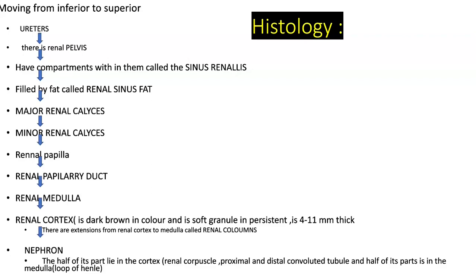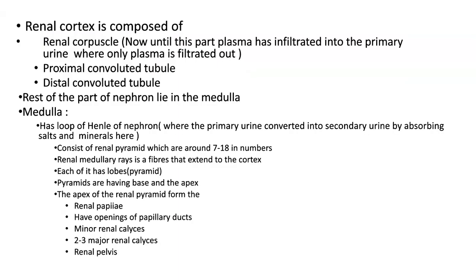Next we will enter into the nephron. Half of the nephron lies in the renal cortex, and half of it lies in the renal medulla. Within the cortex, we have the renal corpuscle, and the proximal and distal convoluted tubule, and the other half, which is in the medulla, is the loop of Henle. So the renal cortex is composed of the renal corpuscle. Up to this part, plasma has been filtered out into the primary urine, so we call it the primary urine.